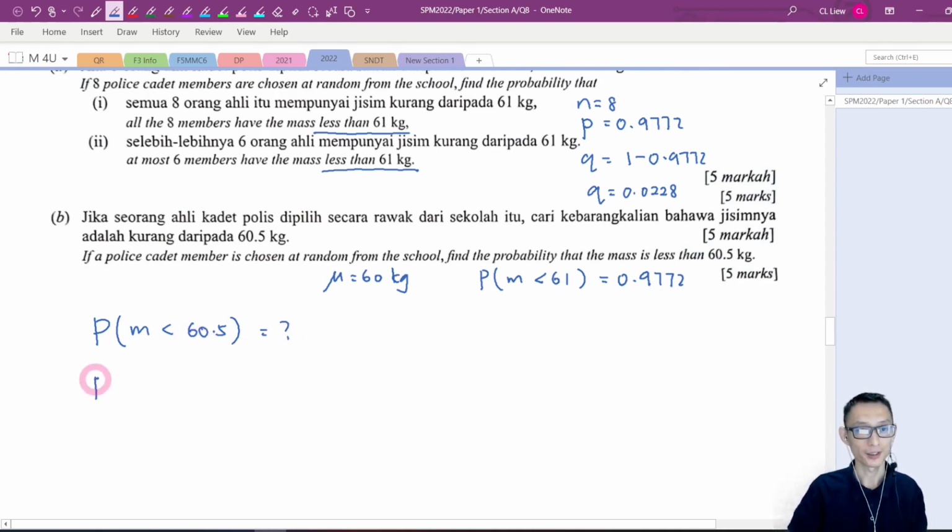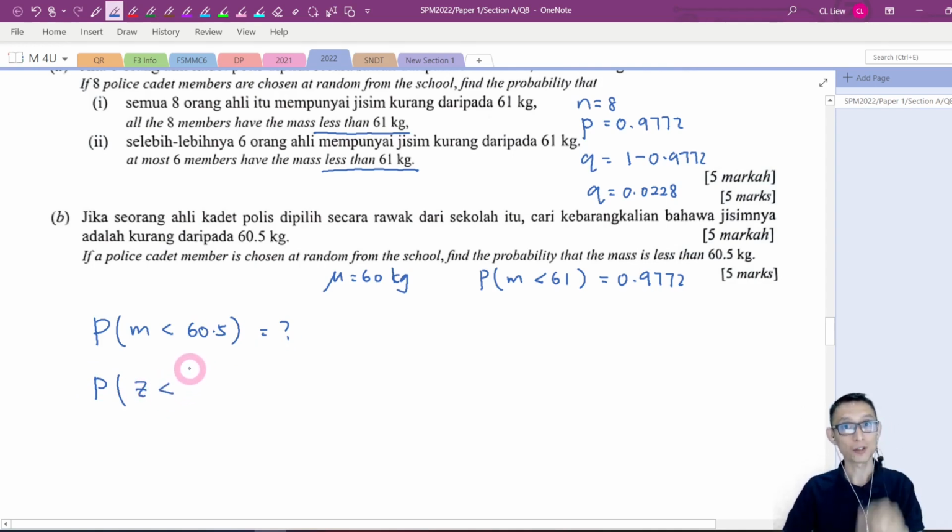So you know, right? We can actually convert it to Z value using the formula X minus mean over standard deviation. X minus mean, which is 60 given by the question, divided by the standard deviation. But the problem is we don't have the standard deviation. So the first thing is to get the standard deviation first.